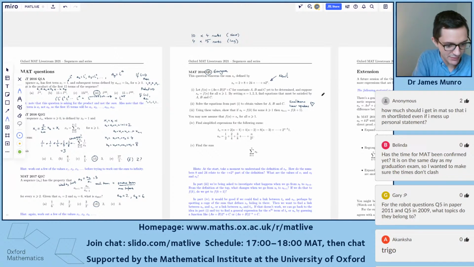Has the time for MAT been confirmed yet? It's usually 9 o'clock in the morning if you take it in the UK. If it's the same day as a different exam, make sure times don't clash. Usually 9 a.m. There's advice out there on what happens if you've got exam clashes, and if you're taking it at school or college, they can probably help.